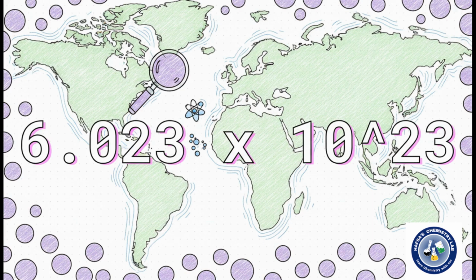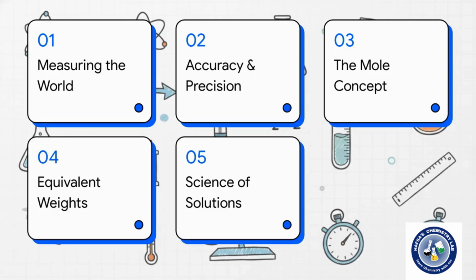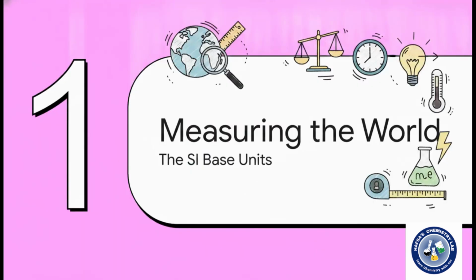Crazy, right? But before we figure out how chemists actively use this giant number for everyday lab work, we need to strip things back to the absolute basics of how we measure the material world. So here's our roadmap for this explainer. First, measuring the material world. Second, we'll look at accuracy, precision, and uncertainty. Third, mastering the mole concept. Fourth, understanding equivalent weights. And finally, the science of solutions. Let's get into it. Section 1, measuring the material world and grounding ourselves in the SI units.